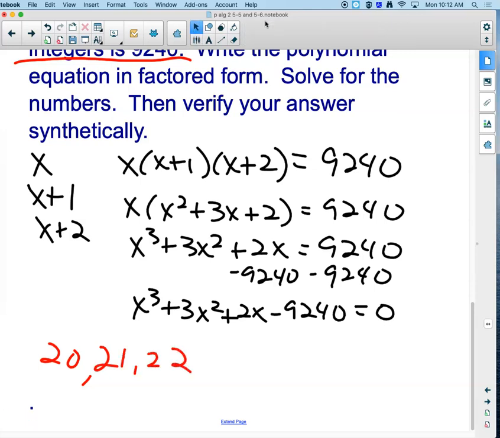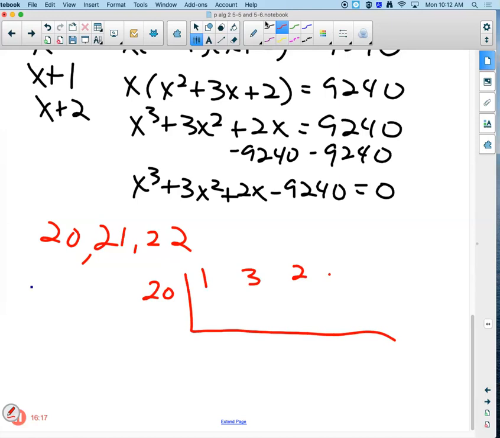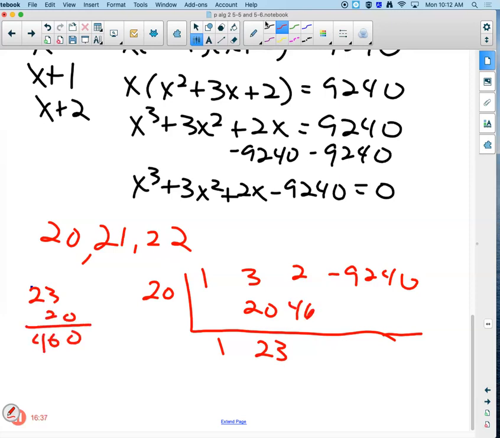But we have to check it synthetically. Not all 3 of them. What's the only one we check? Yeah, the 20, the one that we found on the calculator. So again, you bring down your leading coefficient. Outside the box, multiply by 20. Inside the box, add. Outside the box, multiply by 20. Inside the box, add. And then, if we did it right, we already know what 462 times 20 is. It's going to be 9240.